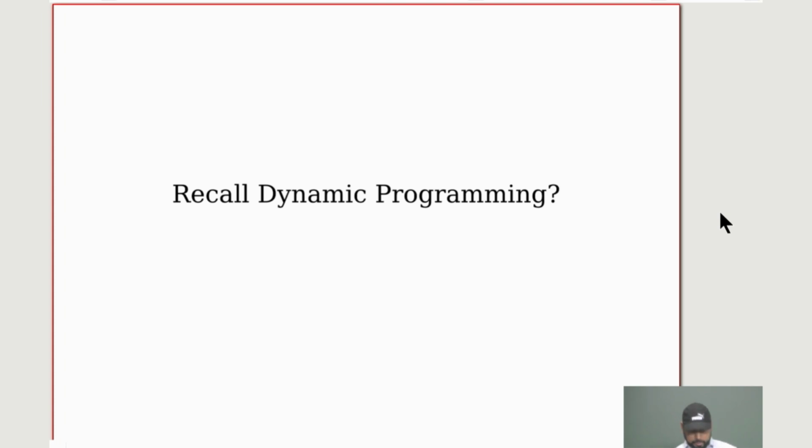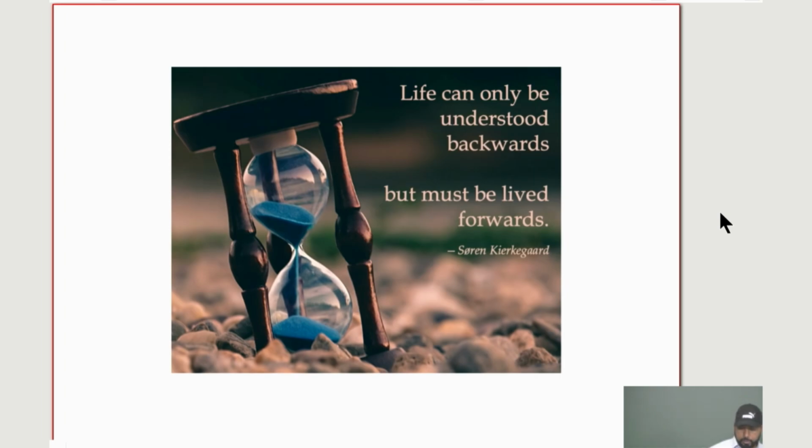One of the ways we will calculate the cost will be similar to what we see in dynamic programming. A sequential decision making problem, to a large extent, boils down to this quote that we see here: life can only be understood backwards but must be lived forwards. This will be the key throughout this course.